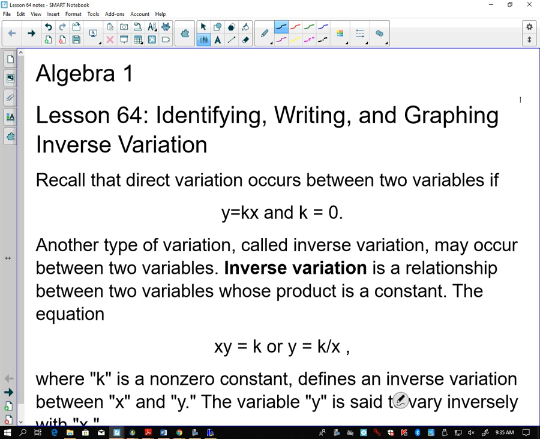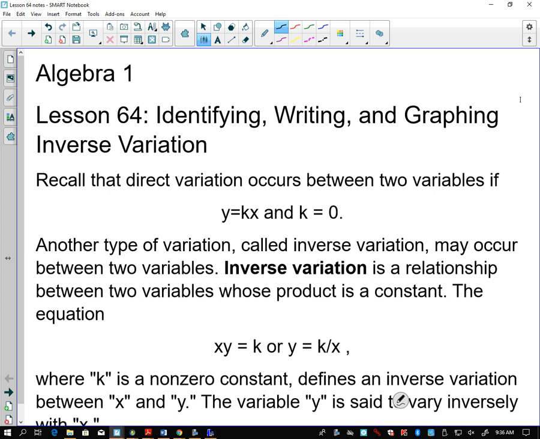So in a direct variation, as x increases, y increases, as x decreases, y decreases, that type of thing, okay? So that's direct variation. We want to recall that direct variation occurs between two variables at y equals kx and k does not equal 0. Another type of variation called inverse variation can occur between two variables.